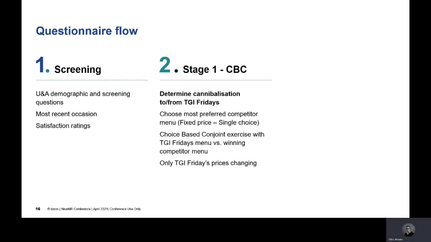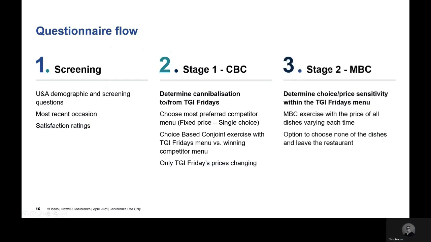We then conducted a choice-based conjoint where we tried to understand movement in and out of TGI Fridays as the pricing changed. So this was in a competitive context, and we wanted to see whether, when we changed prices, people would switch in and out of TGI Fridays. And the second stage was the actual menu-based conjoint itself, where we showed the restaurant menu for TGI Fridays, and under different pricing scenarios, we asked them what they would purchase on that occasion.